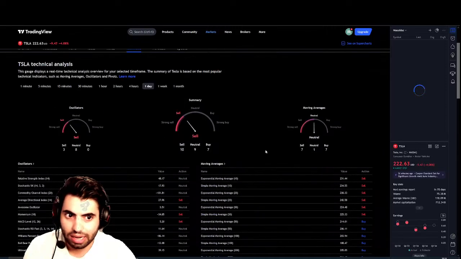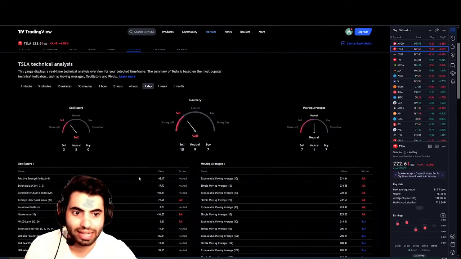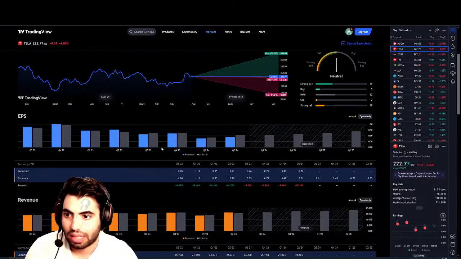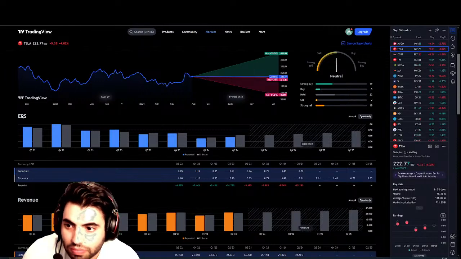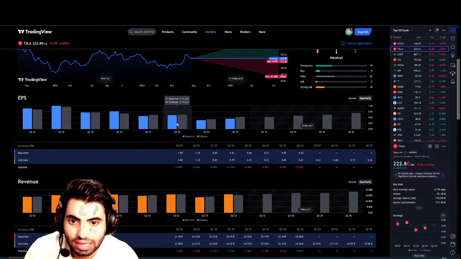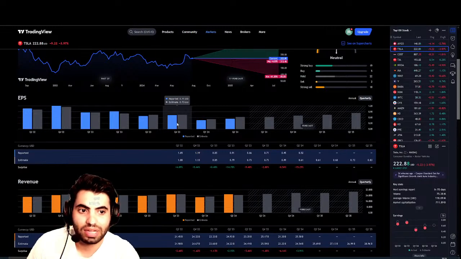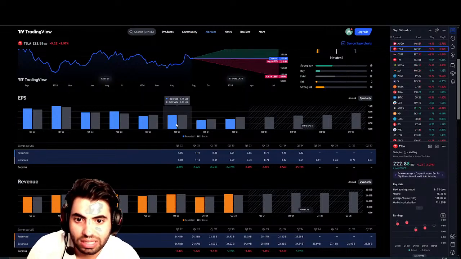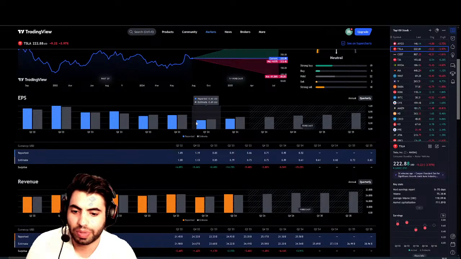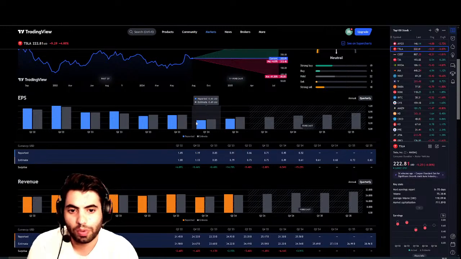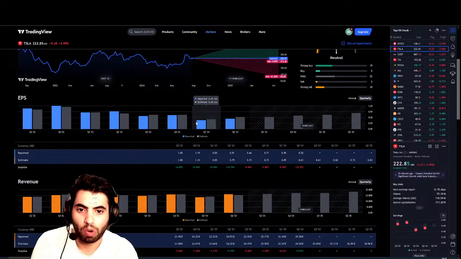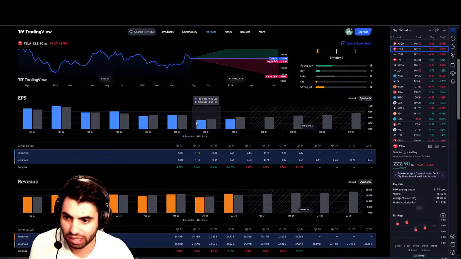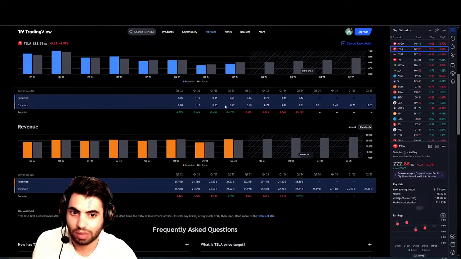I think the technical view in TradingView shows you the reported numbers versus the estimates. Sorry, let me repeat this again. The blue lines show you what is reported, and the gray ones show you what the estimate of TradingView was.